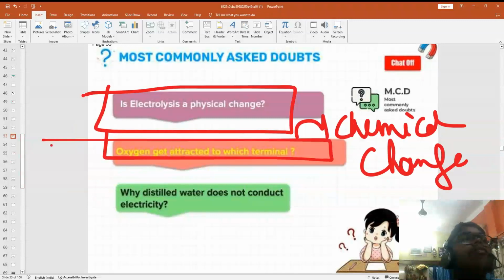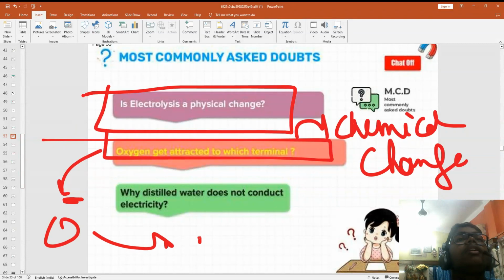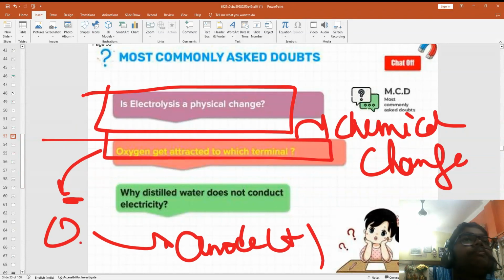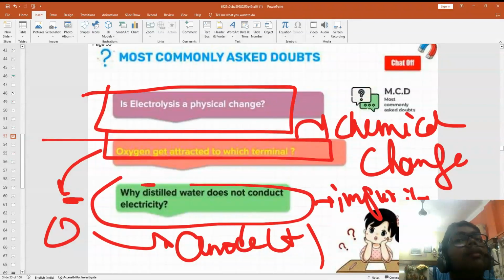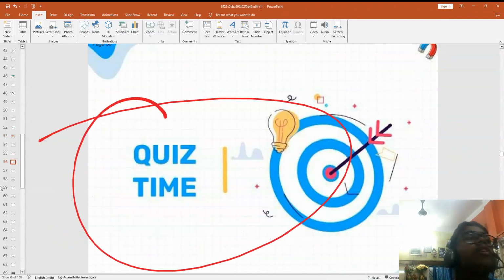Oxygen gets attracted with which terminal, guys? Oxygen is negative charge always, so it will be attracted to the anode, that is the positively charged. Why does this water not conduct? Because it does not contain impurity. It does not contain any impurity or solution of acid, bases, or salts. Let's go to the quiz.